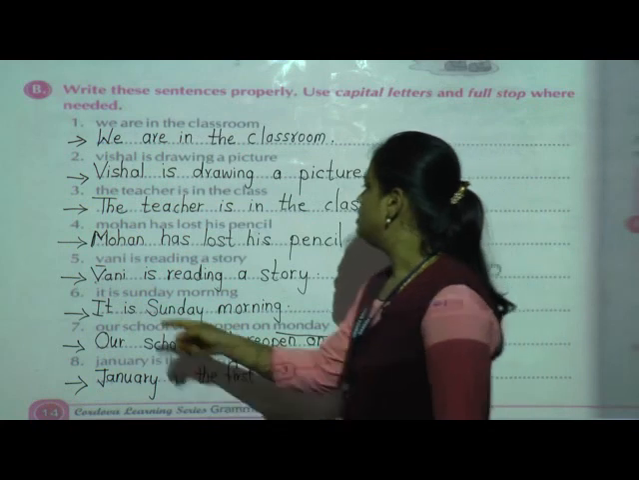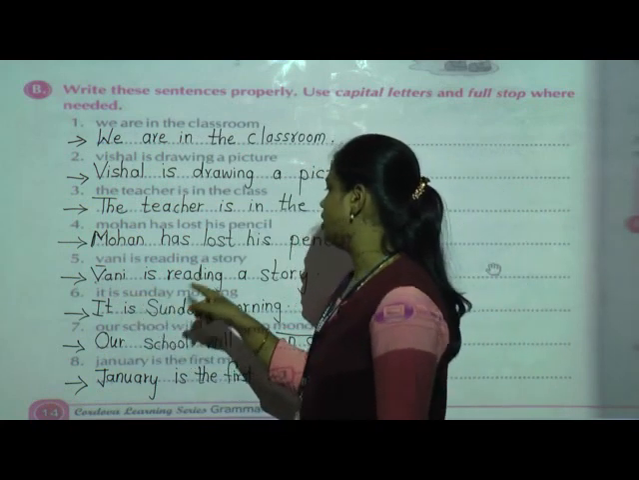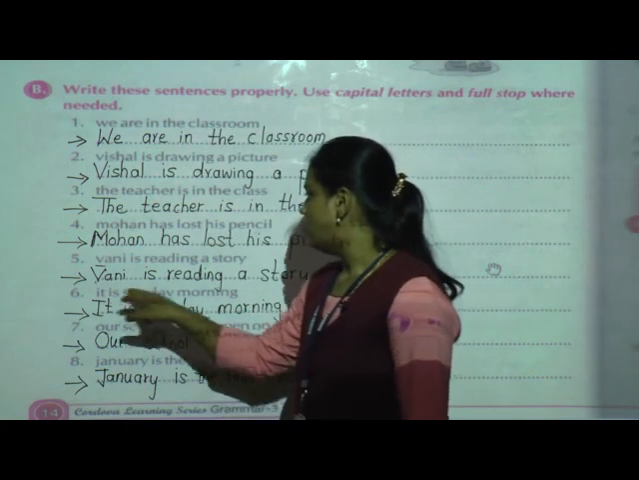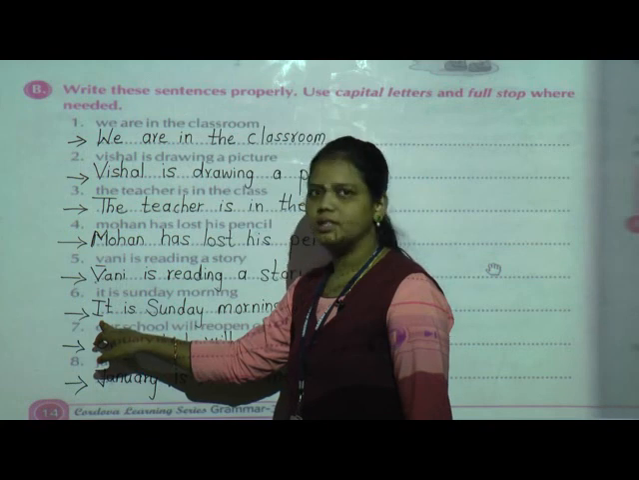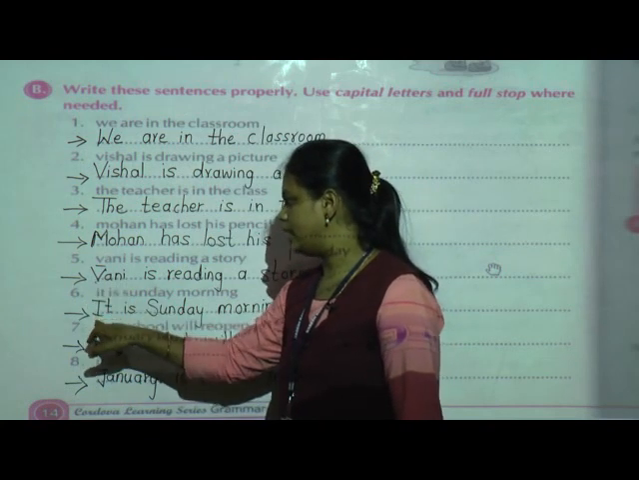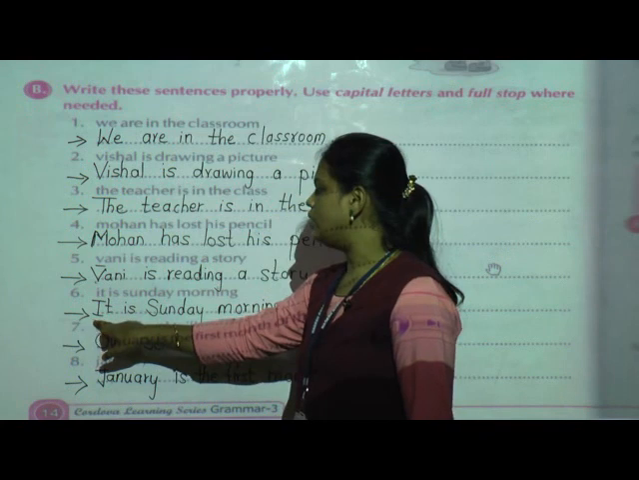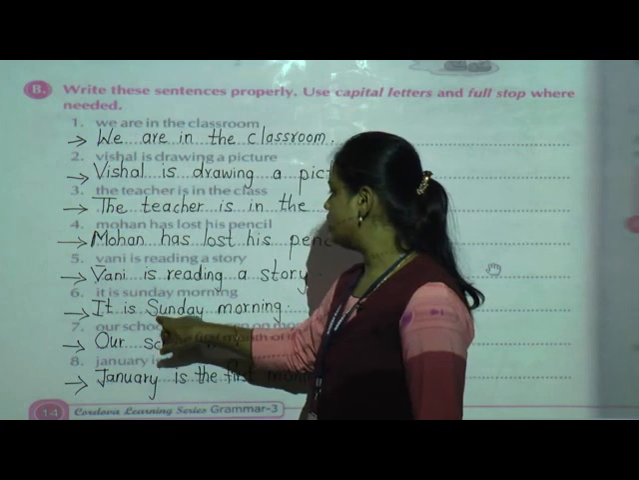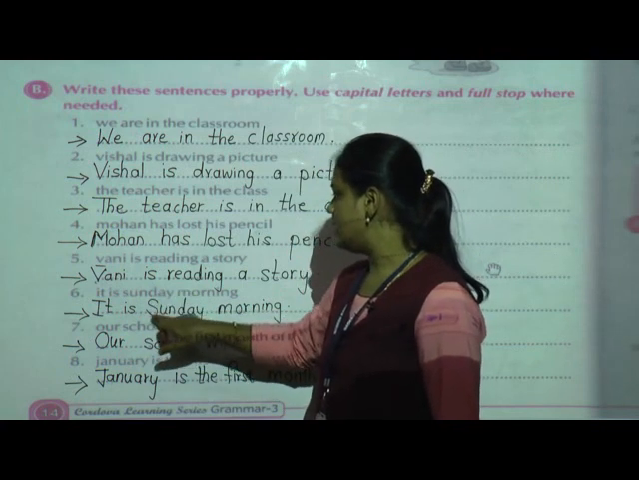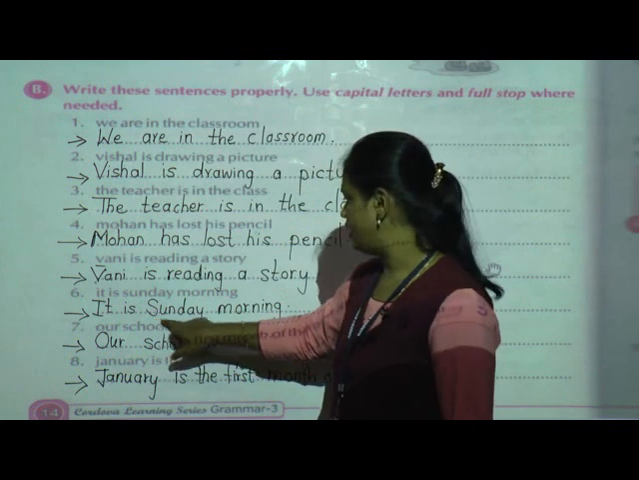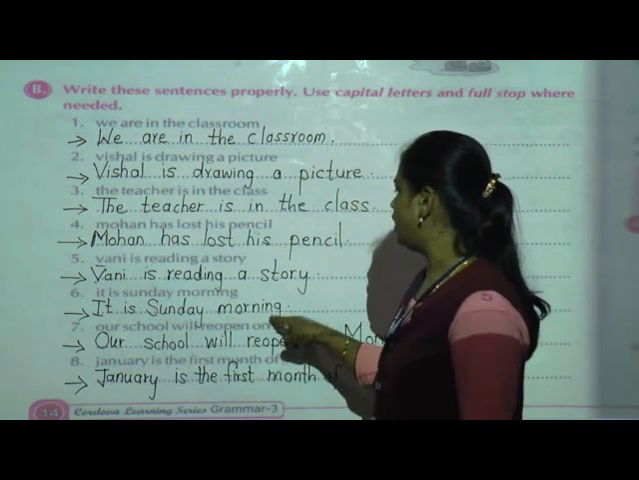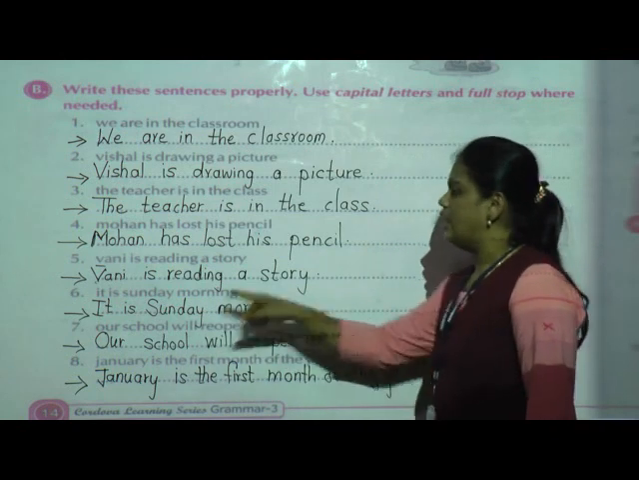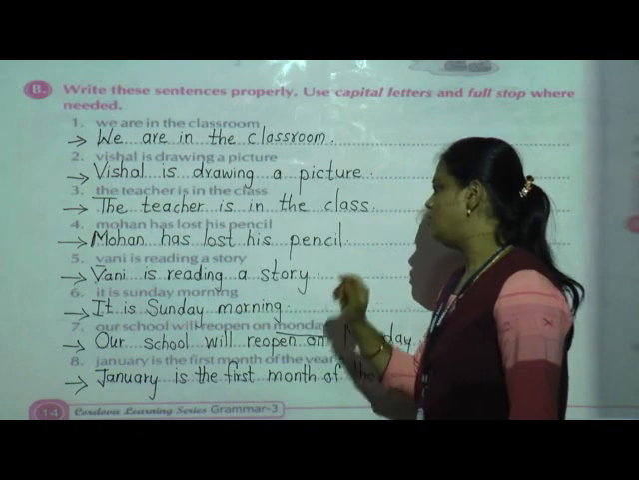Okay. Now the sixth one is: It is Sunday morning. Here you can see the day is given. Whenever we start a sentence, we have to write the first letter in capital. Here I wrote It in capital. Again Sunday will come, so I wrote Sunday in capital letter. Then morning, as it is, I have written in small letters, and after ending the sentence I have given the full stop.